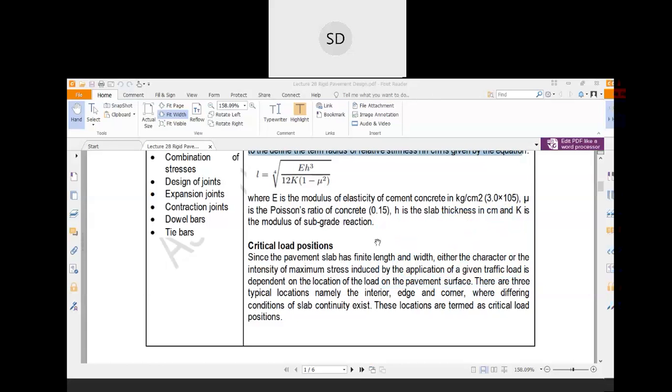Since the pavement slab has finite length and width, there are three typical locations, namely the interior, the edge, and the corner. These are the three important locations where your load would be maximum. Here different conditions of slab continuity exist, and these locations are termed as critical load positions. So your critical positions are the interior portion, edge portion and corner portion of a slab.